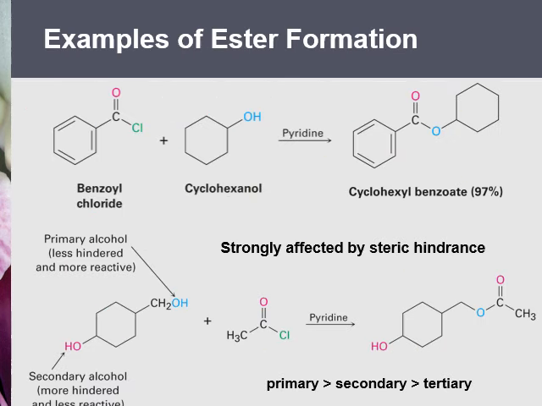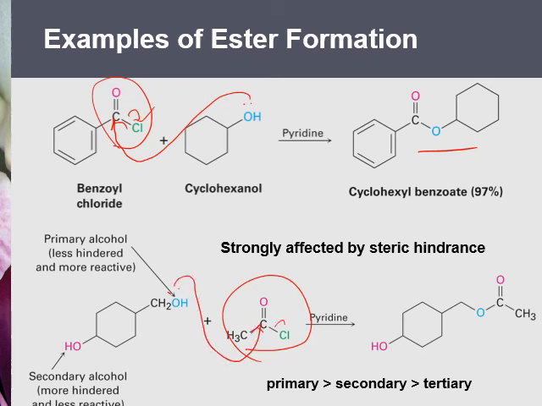Here are two examples of alcoholysis. Acid chloride, alcohol, so that will attack, the leaving group leaves, and you get an ester. And here is another acid chloride, alcohol, attack, the leaving group leaves, and you get an ester.